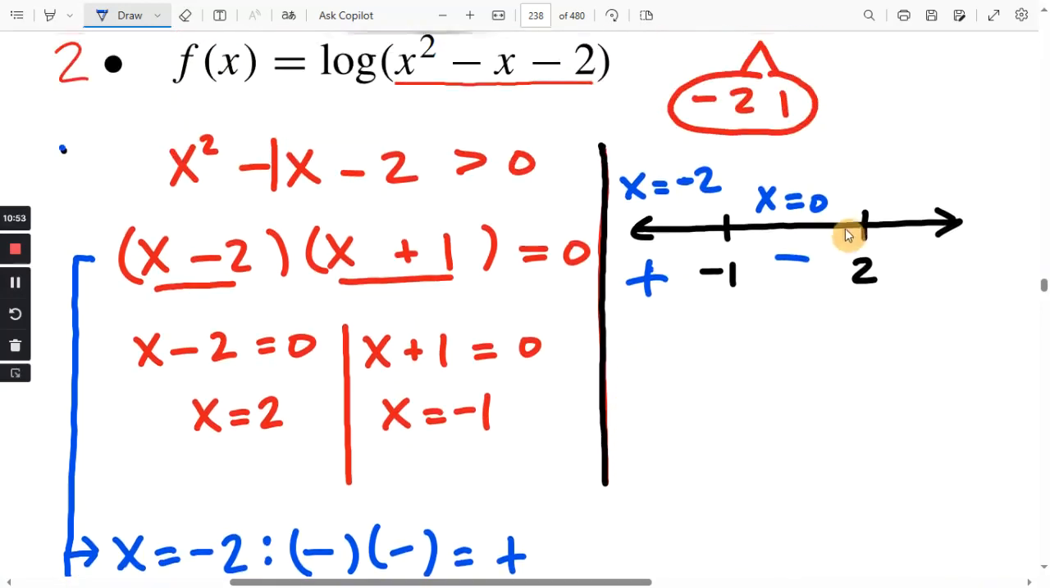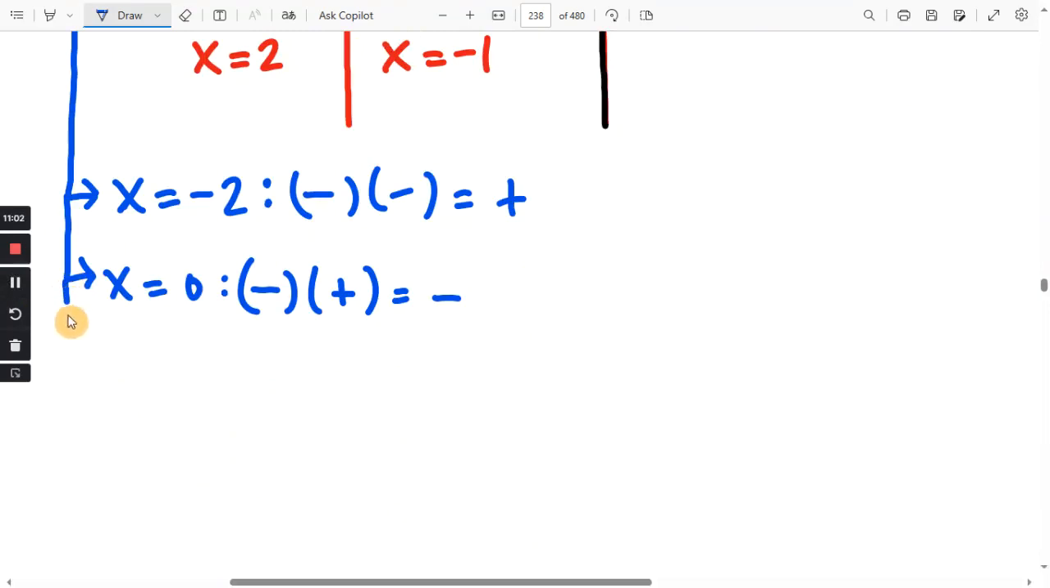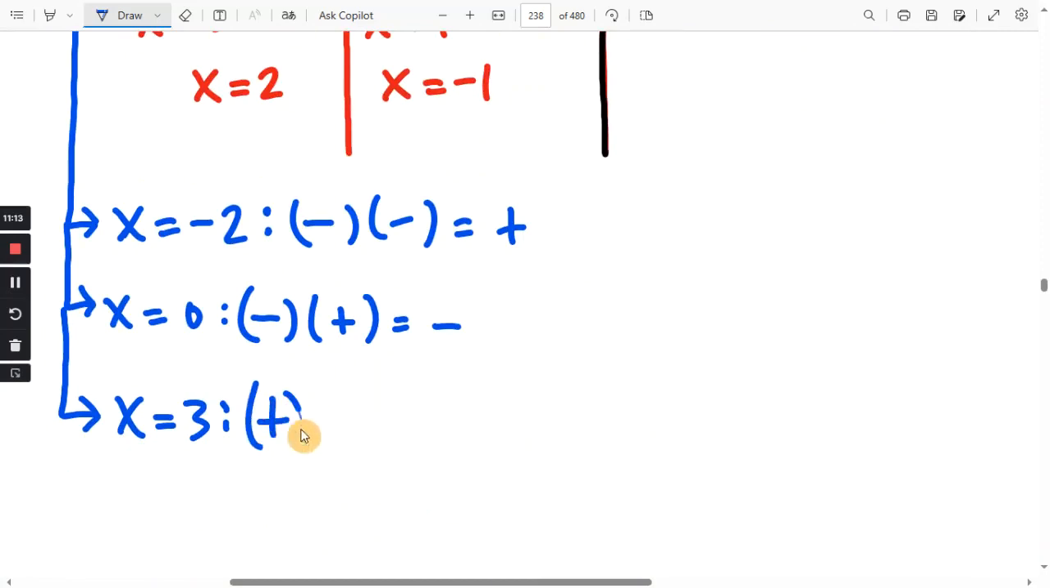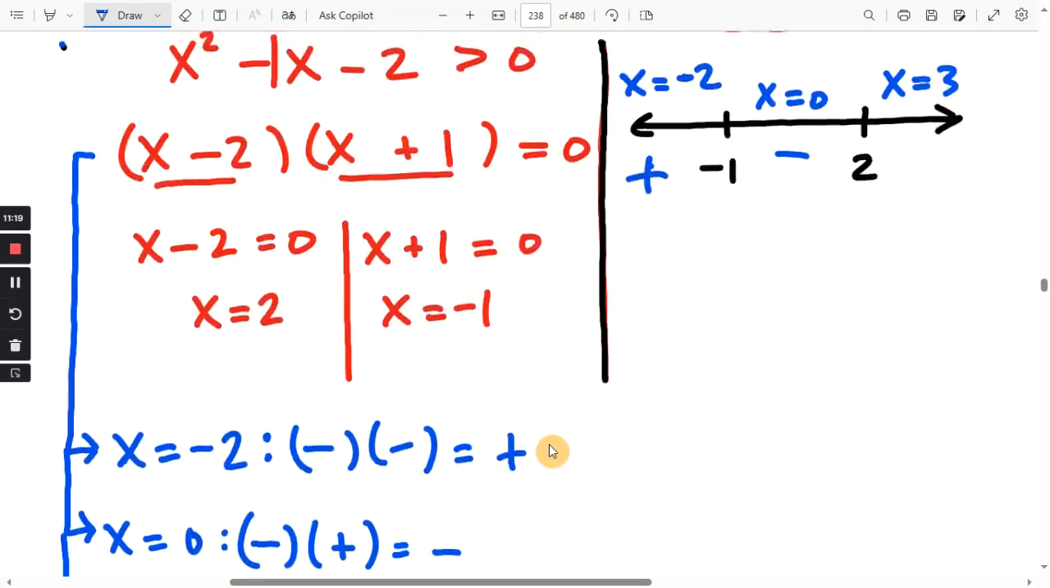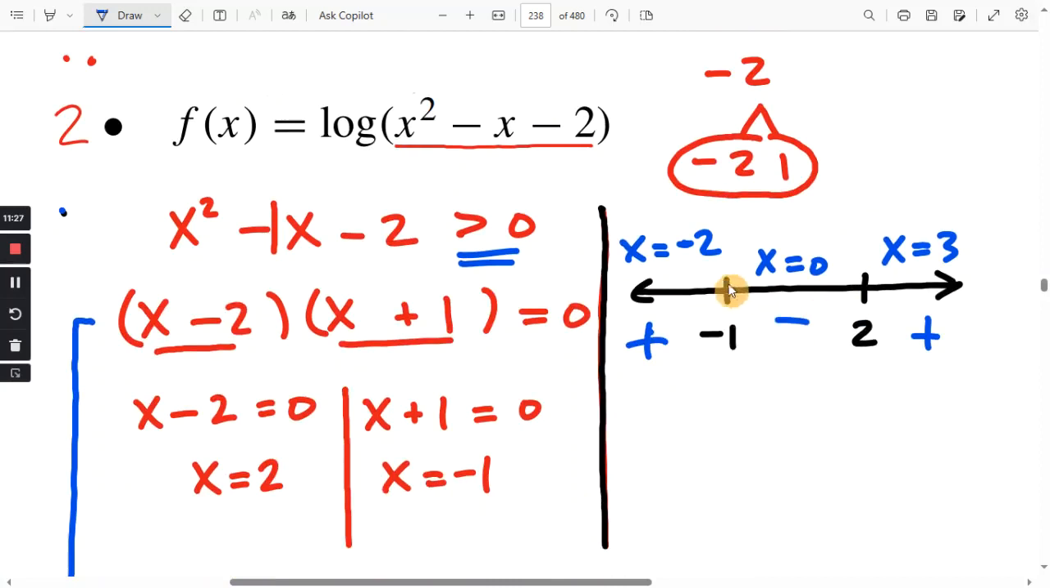Finally, to the right of 2, let's do x equals 3. So last one here, x equals 3. 3 minus 2 is positive. 3 plus 1 is positive. So we have positive times positive, and that equals positive. So at x equals 3, it's positive. We are looking for the ones that are greater than 0. The -1 and the 2 were the zeros, so it does not include -1, and it does not include 2.